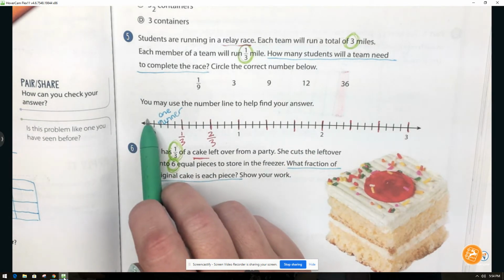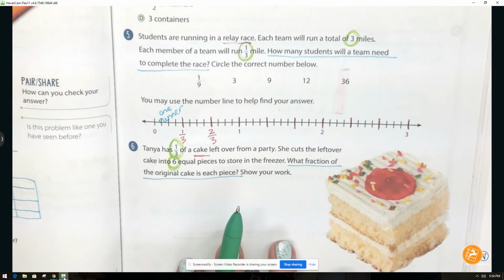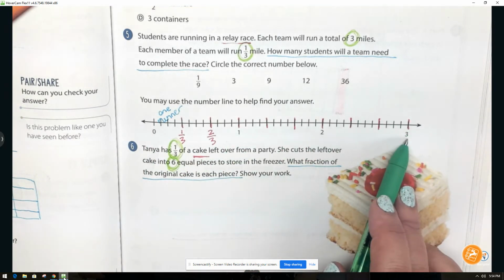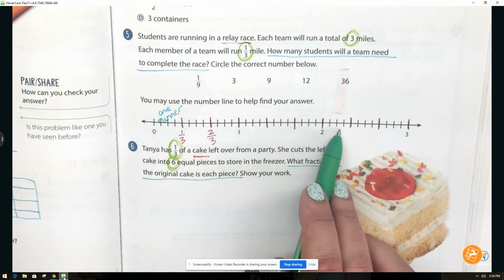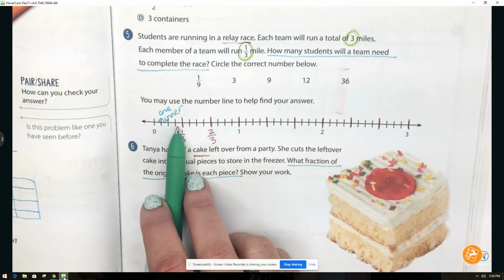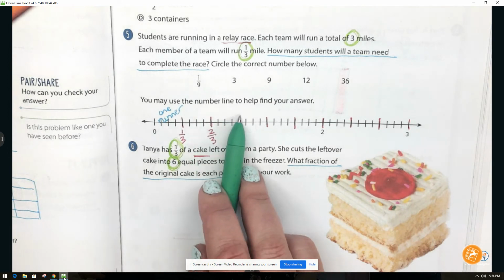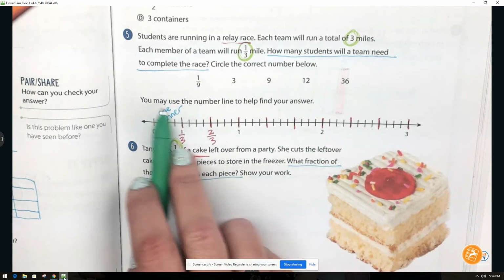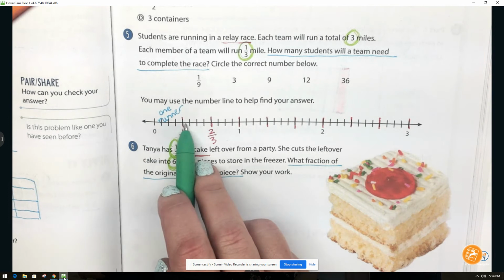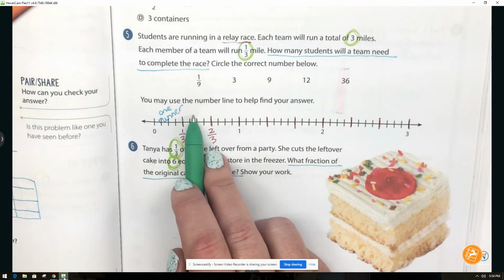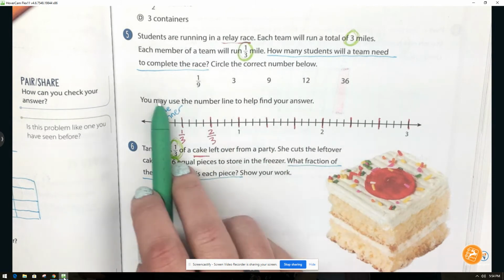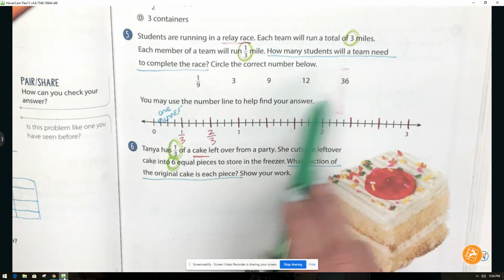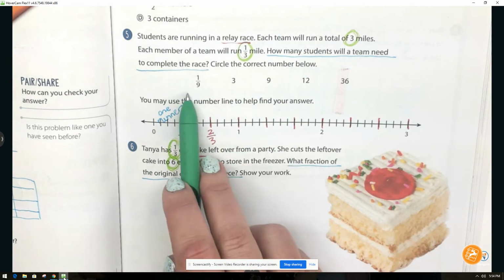Now they gave you this number line, but they were a little tricky on the number line. They didn't label the number line 0, 1, 2, and 3, but then they broke it into quite a few parts. And so I did want to help you out a bit. And so I went through and put a red tick mark at every 1/3 of a mile. And so if you look at this number line, one runner would be from 0 to 1/3. And then this would be another runner, and so on and so forth. So how many students will the team need to complete this? You don't need to really worry about this picture. You just need to circle the correct answer.